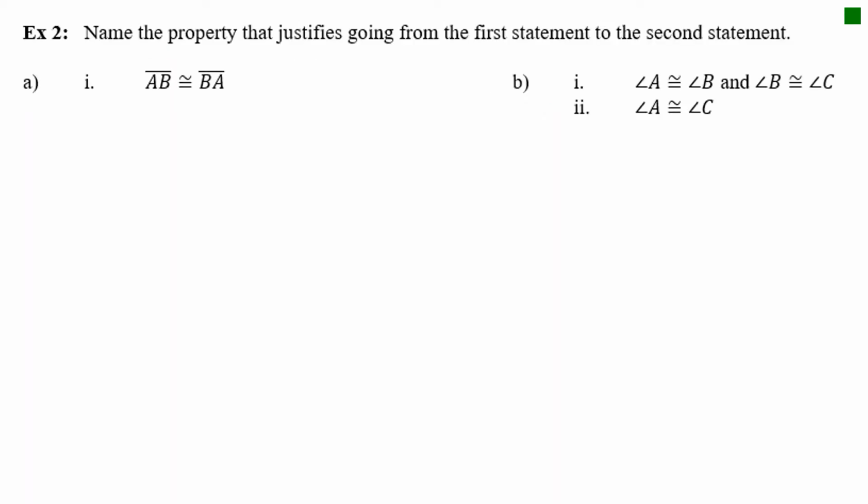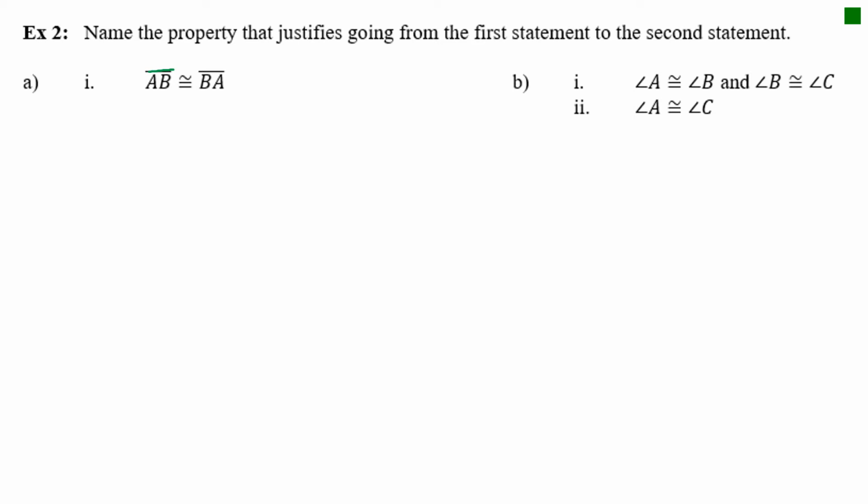Example 2. Name the property that justifies going from the first statement to the second statement. All right, so for A, notice we only have one statement. We're told that the line segment AB is congruent to the line segment BA. Remember, this little dash on top is not a line because it doesn't have arrows, so it stops in both directions. That is a line segment, or a piece of a line.